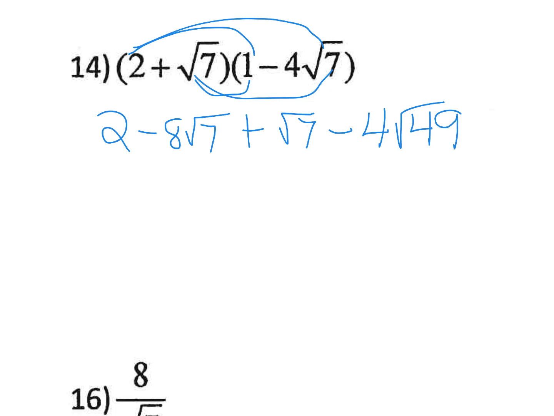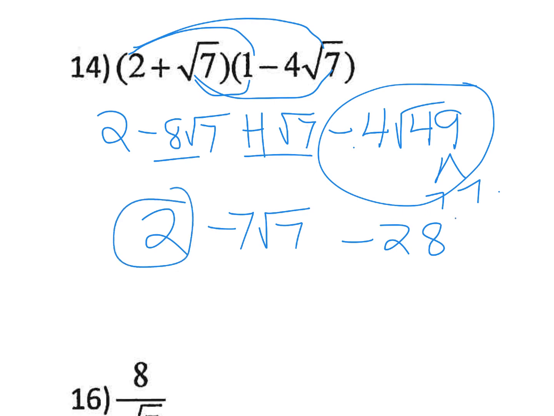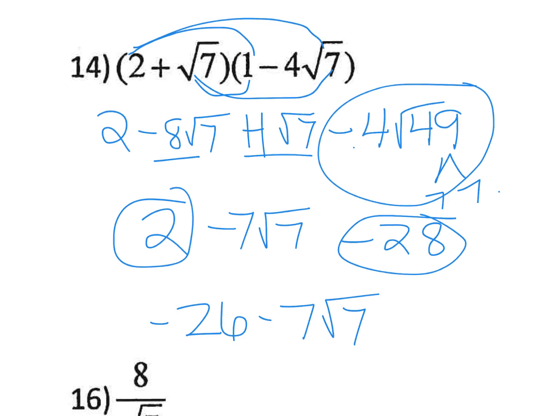Okay, let's see if we can break any of this down. I know that that can break down into a pair of 7s. So really, that's going to come out of the house as 7, and this whole term's going to turn into negative 28, because negative 4 times 7 gives me negative 28. And then I can look at these radical 7 terms and combine those. So I have an imaginary 1 here. So negative 8 plus 1 is going to give me negative 7 radical 7s. And then the 2. And then I see that I have like terms here of 2 and negative 28. Those are going to combine to give me negative 26 minus 7 radical 7.